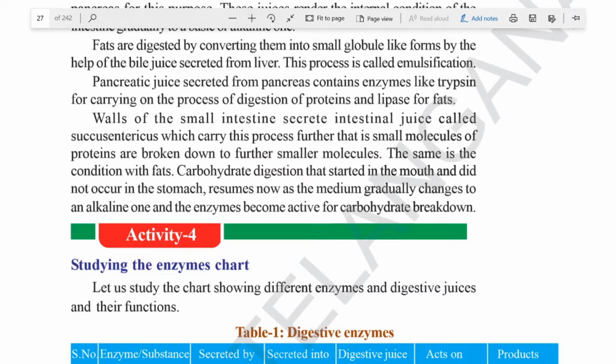As well as all these organs producing enzymes, the small intestine also secretes intestinal juices, which carry this process further. That is, small molecules of proteins are broken down into further smaller molecules. The same is the condition with fats also. And carbohydrate digestion, which starts in the mouth, does not occur in the stomach, but it will restart its digestion in the small intestine only. And the enzymes become active for carbohydrate breakdown.